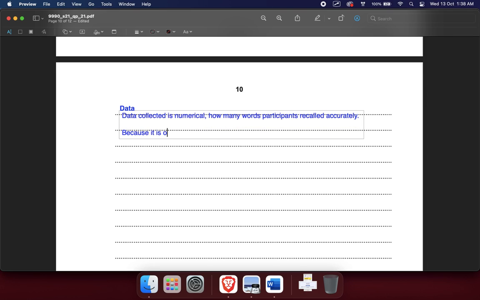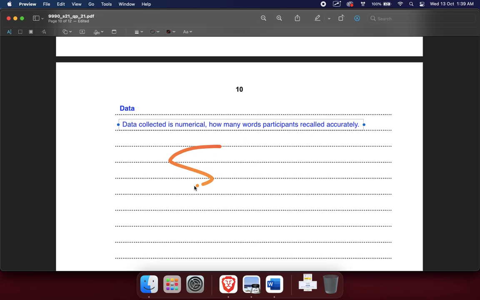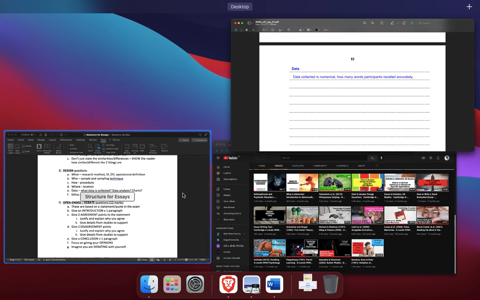Okay, sorry, I'm making a mistake. You don't need to explain the strengths and the weaknesses of the design here. You just want to tell people what you're doing and how you're doing it. You don't need to explain beyond that. So data collected is numerical: how many words participants recalled accurately in the test. Okay, I think that's good enough.